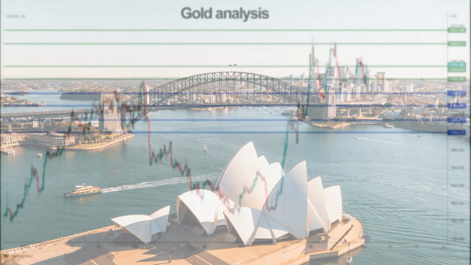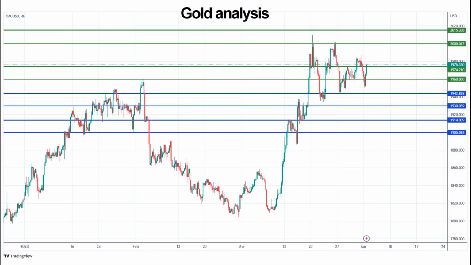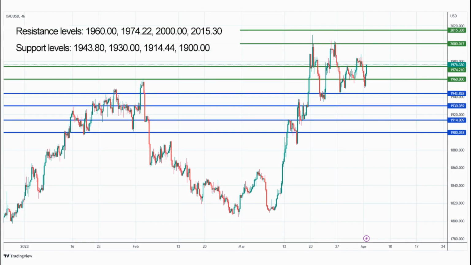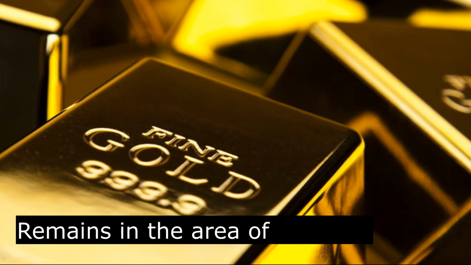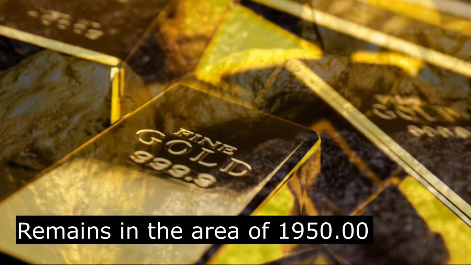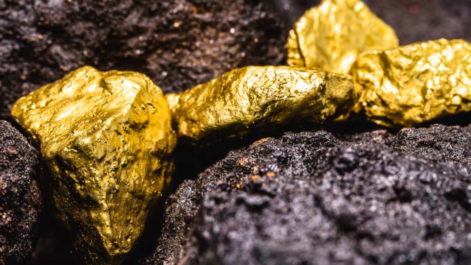Gold analysis. Resistance and support levels for gold you can see now on the chart. According to the information from the trading floors, the price of the precious metal is trading in a steady decline, being under the influence of the downward signal formed last Friday, March 31st. The stock remains in the area of 1950, being under the influence of technical factors.